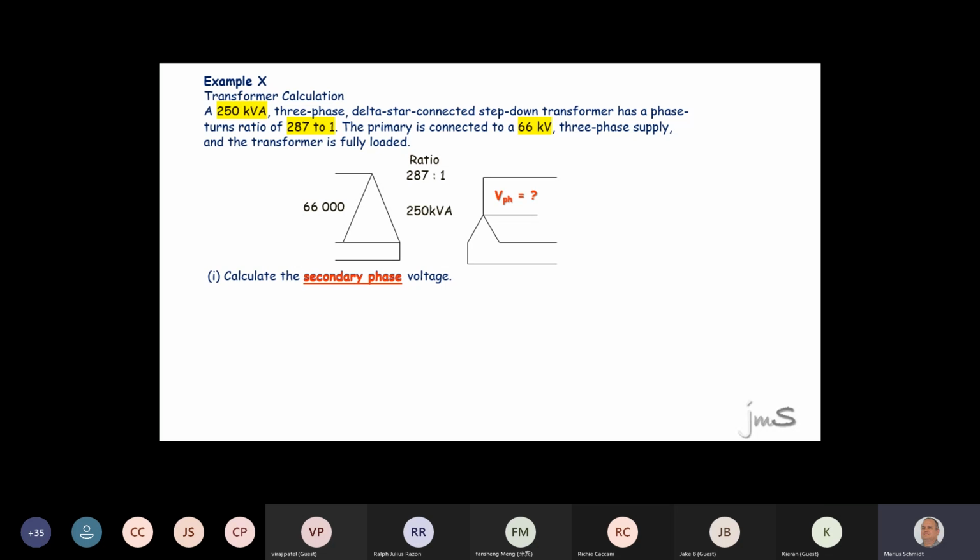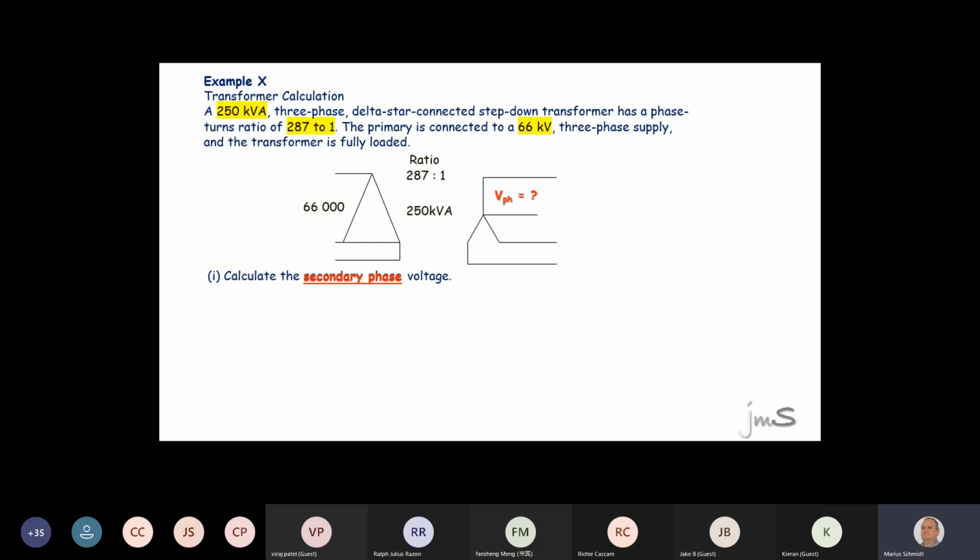Now, let's twinkle toes and decide what formula we're going to use. Now, before we do any formula, do I have the primary voltage? Do I have the secondary voltage? No. Do we have the primary turns?